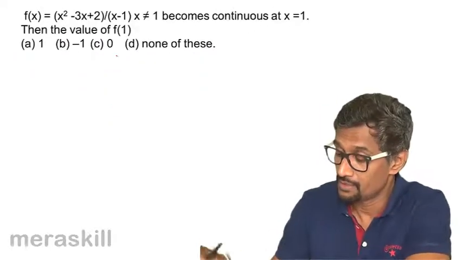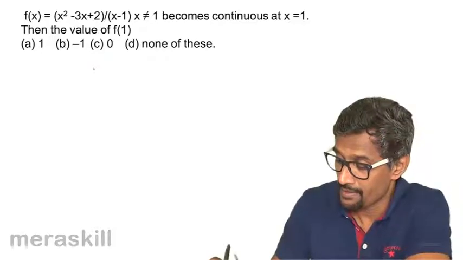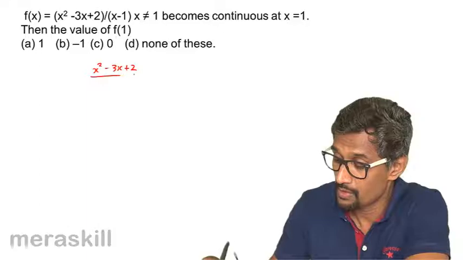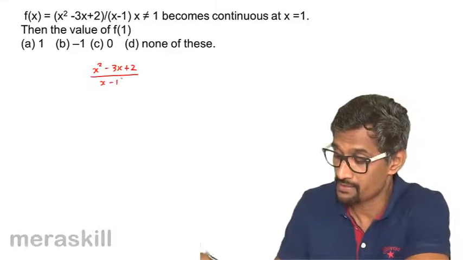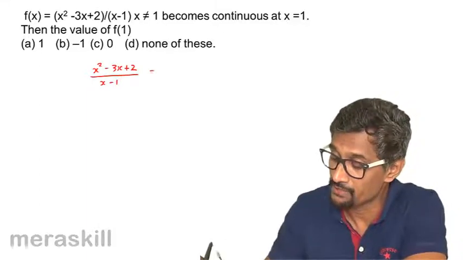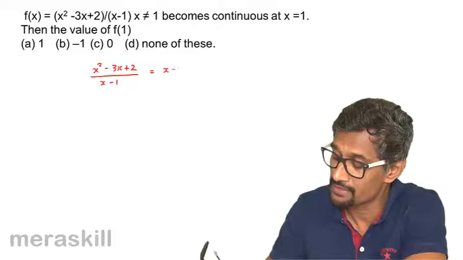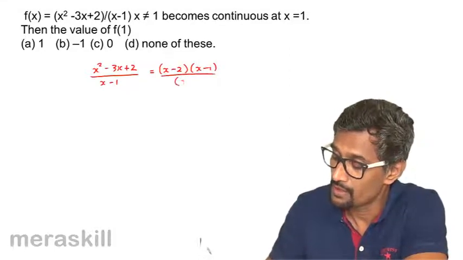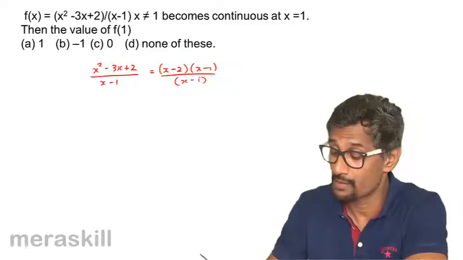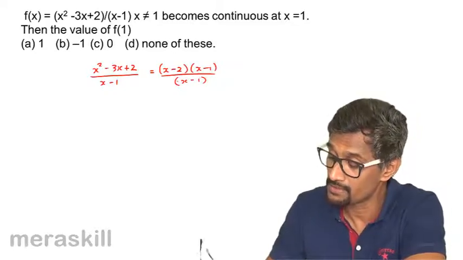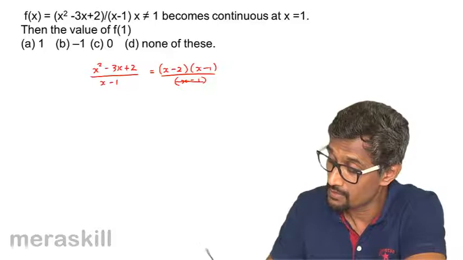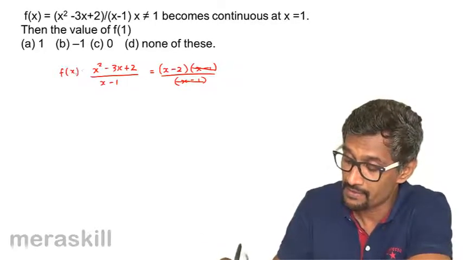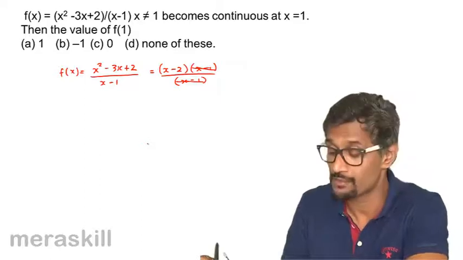Okay. So we have x square minus 3x plus 2 upon x minus 1 becomes continuous. Now we need to factorize it. This one factorizing gives you x minus 2 into x minus 1 upon x minus 1. So we have this. That means f of x turns out to be x minus 2.